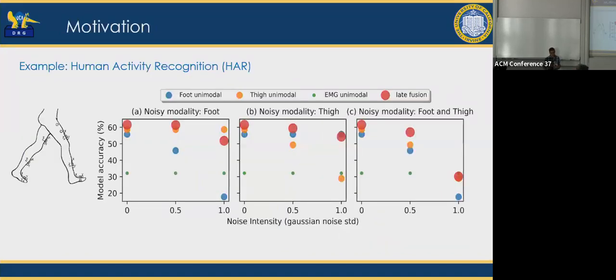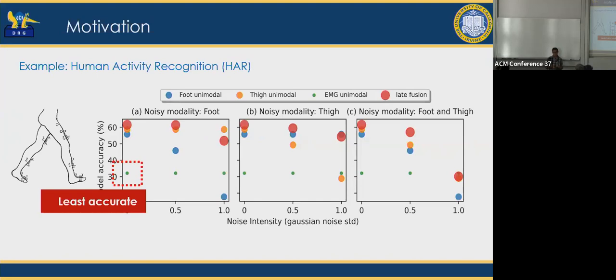We can look at a more quantified version of such an application. In this case, we ran a toy human activity recognition application with 3 modalities. Two have accelerometer and gyroscope at foot and thigh, and the other one is the EMG modality. Obviously, the EMG modality happens to be the least accurate under ideal conditions, but we can also notice that it consumes a significantly smaller amount of energy, because the circle size shows the energy consumption of the sensor.